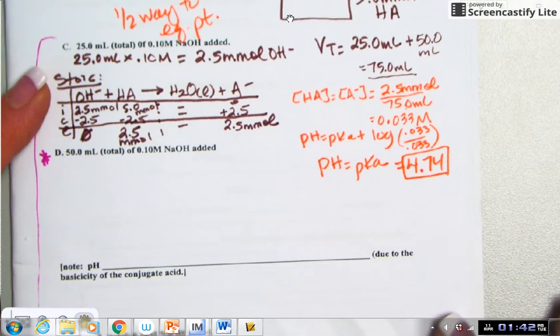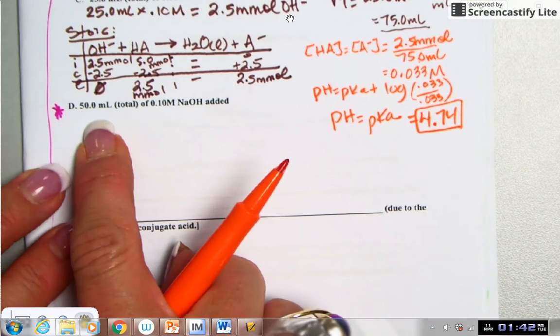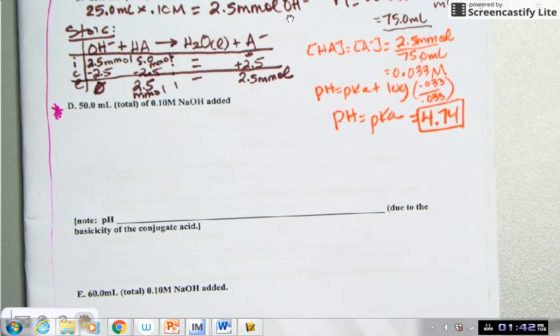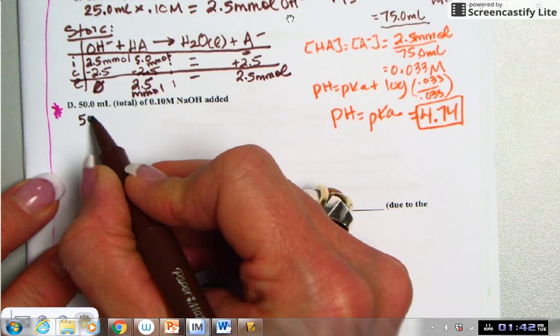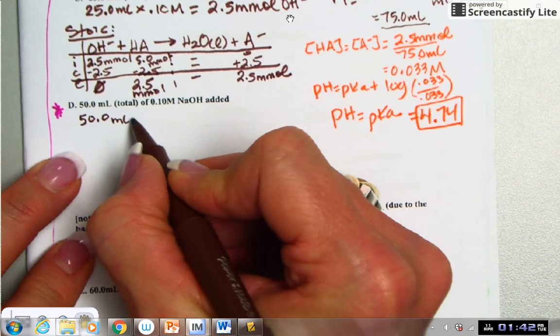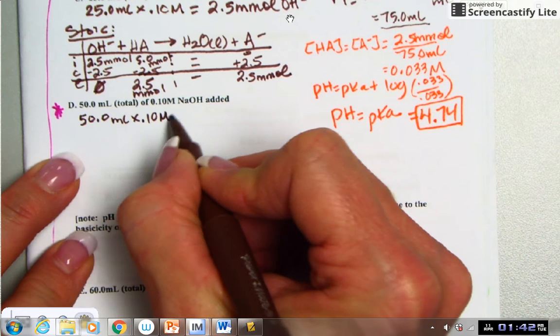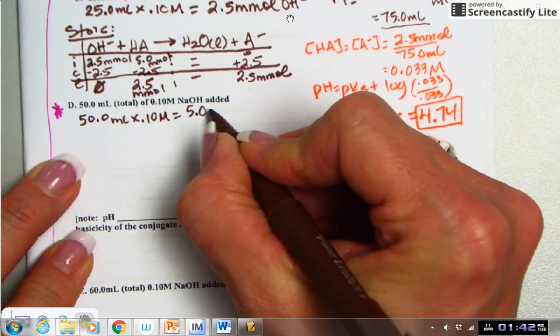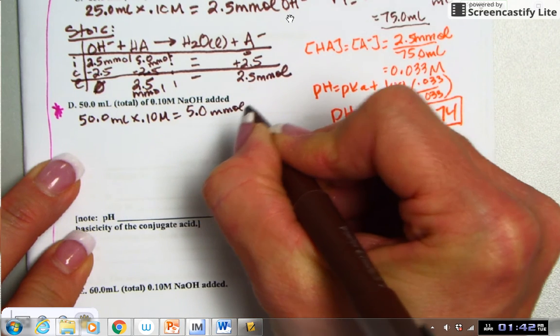All right, in part D, we're adding 50 milliliters total to our solution. So let's do our millimole calculation again. So we have 50.0 milliliters times 0.10 molar. So 50 times 0.1 is going to give you 5.0 millimole of hydroxide added.